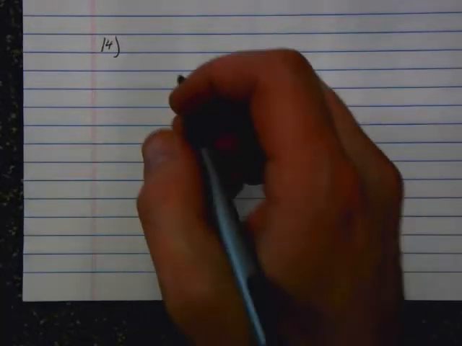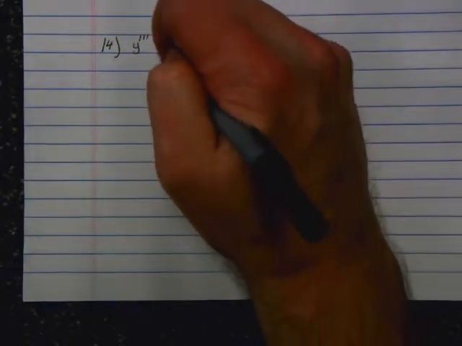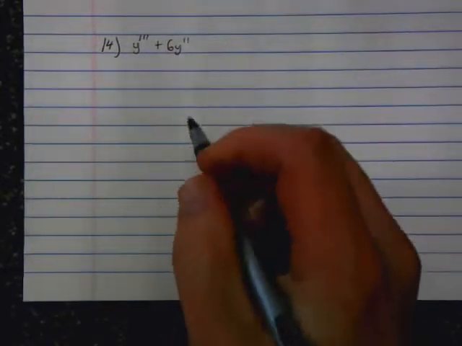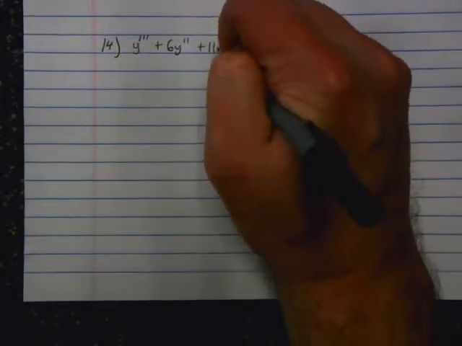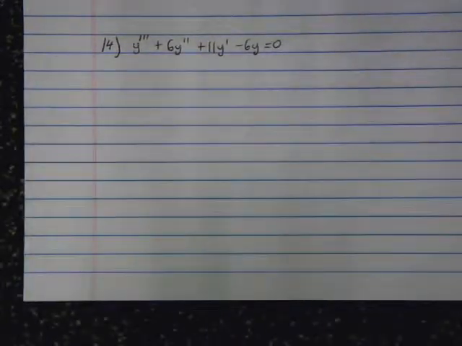They look like this. This is number 14. It says y triple prime plus 6y double prime plus 11y prime minus 6y equals 0. So that's a third order differential equation. So how many initial conditions do you need?